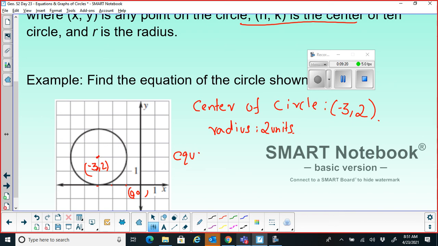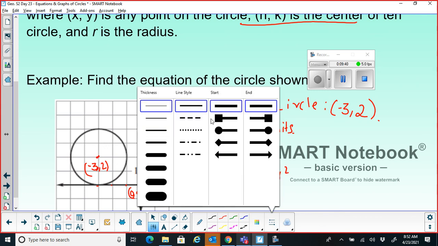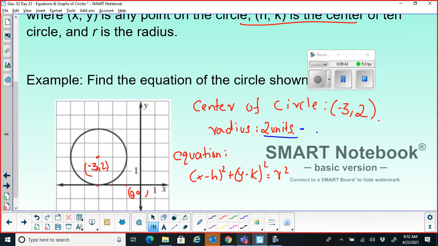Equation. Please observe here. First let's write this formula and then we will substitute. (x minus h) whole square plus (y minus k) whole square equals r square, where r is the radius of the circle, which is here, h is the x coordinate of the center of the circle, and k is the y coordinate of the center.